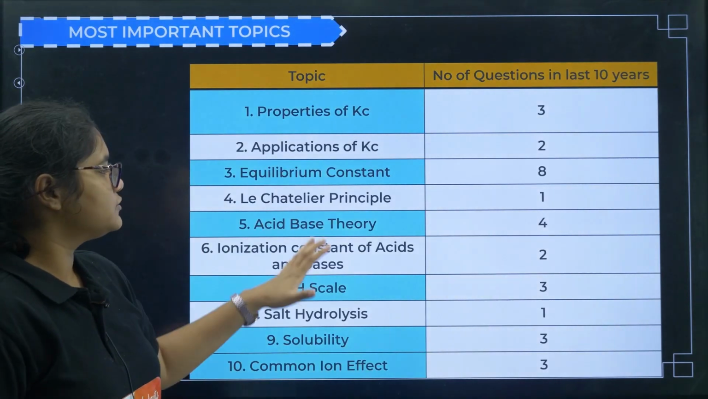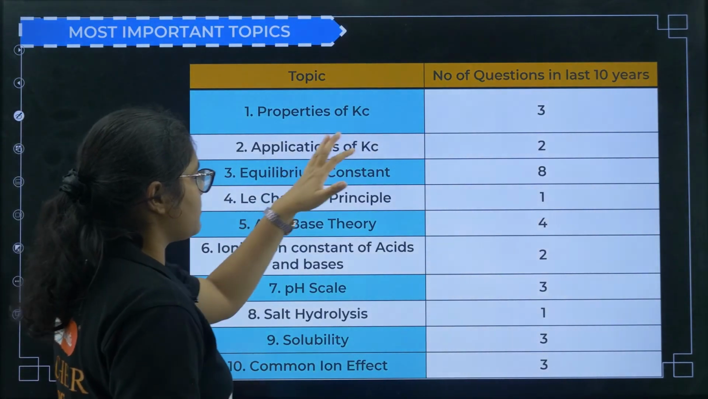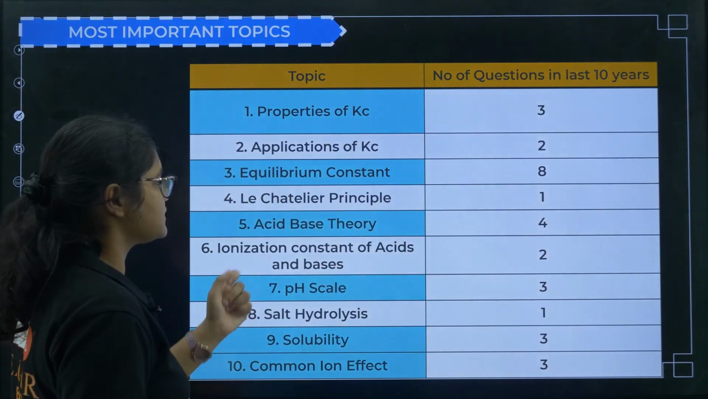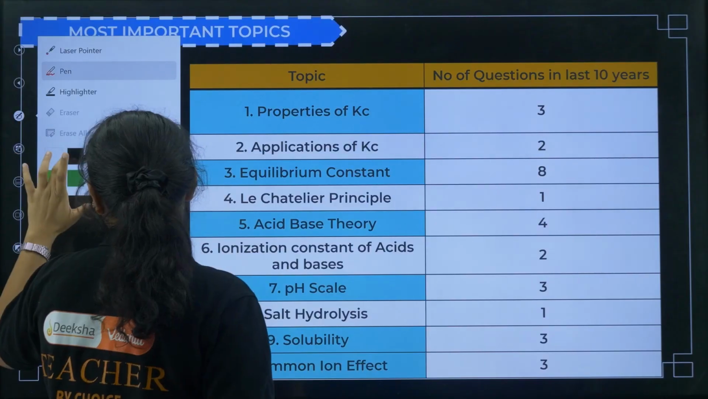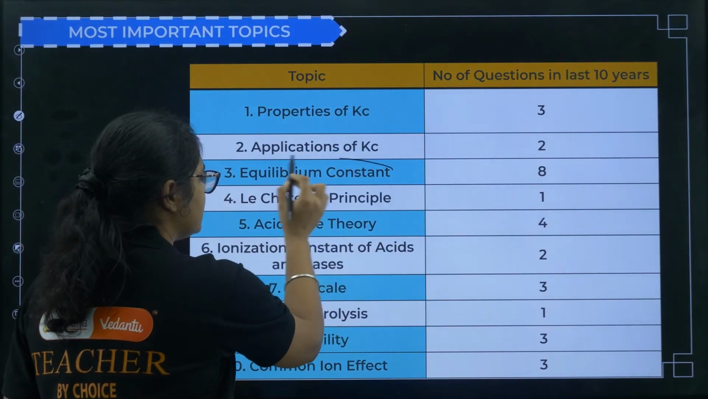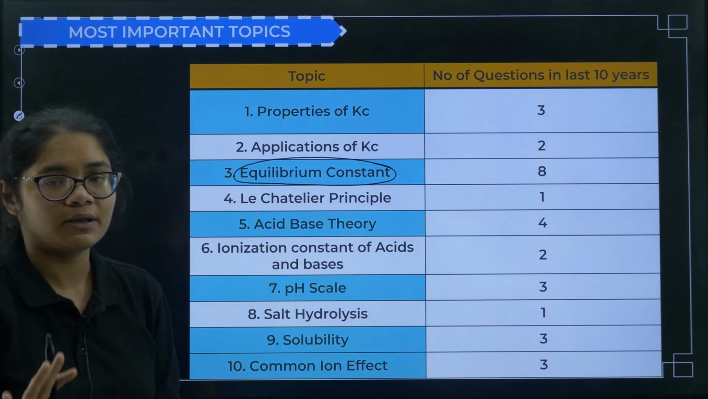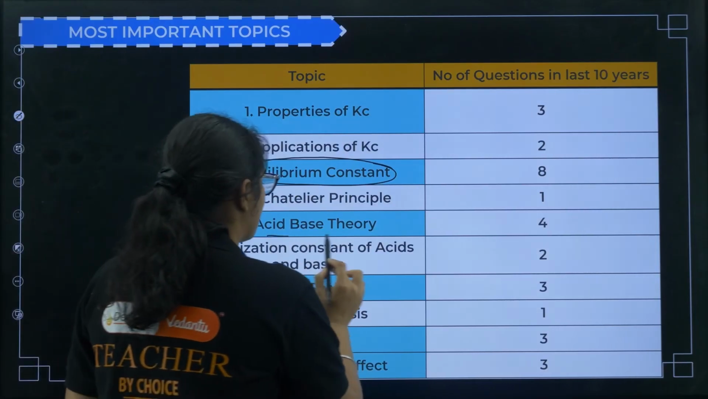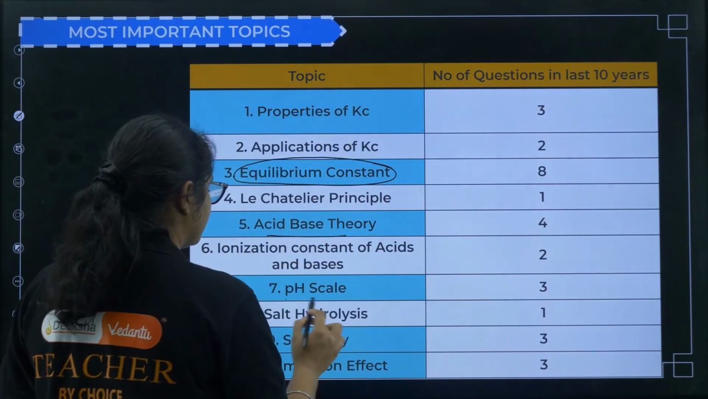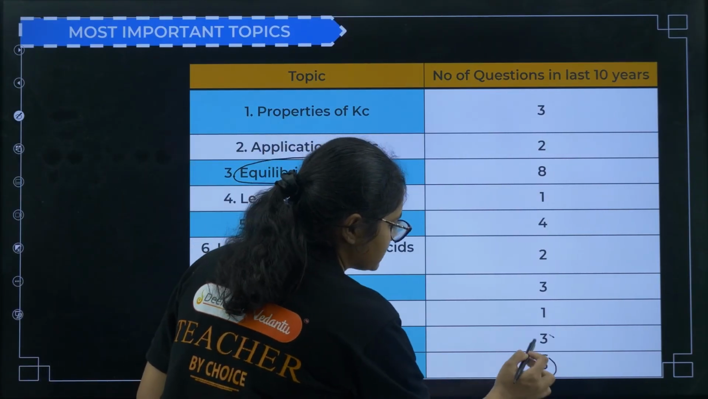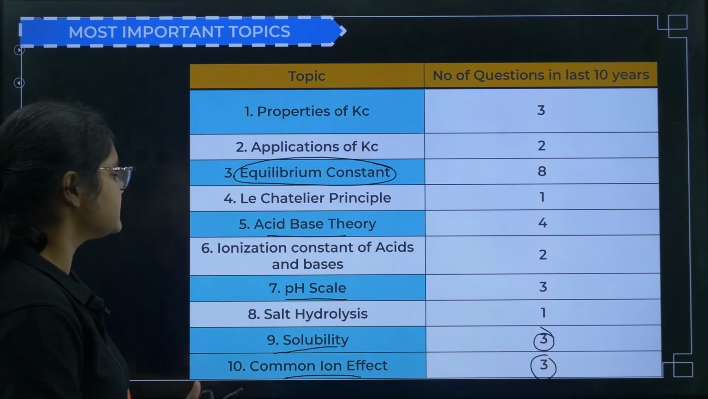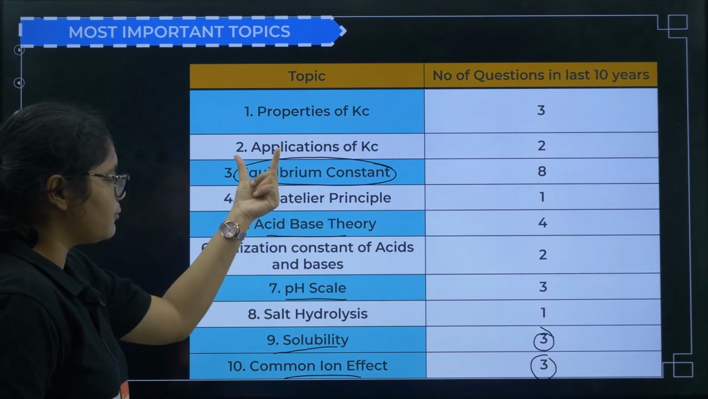So now if you see the most important topics, properties of Kc, 3 questions are asked, application of Kc 2 questions, equilibrium constant 8 questions. So prepare as many questions as possible from equilibrium constant. Next, acid base theory 4 questions, pH scale you got 3 questions, solubility and common ion effect 3 questions. So if you want to prepare these chapters, make sure that you are doing these important topics from this particular chapter.